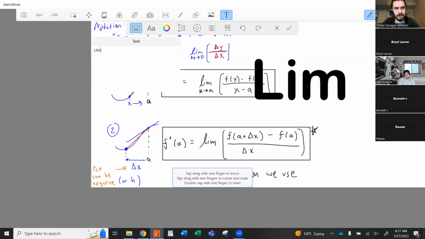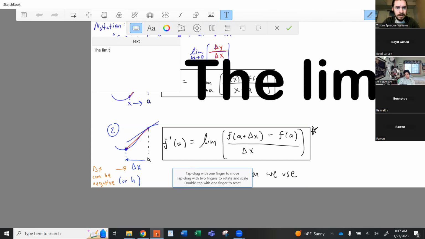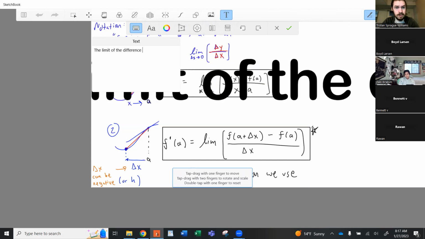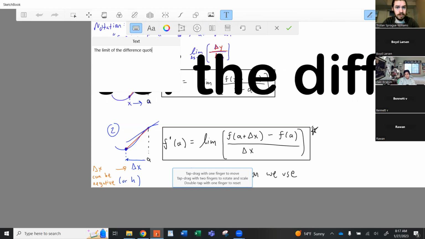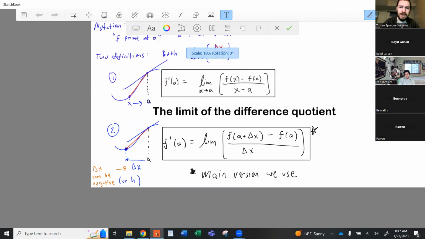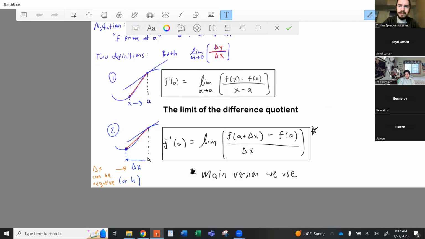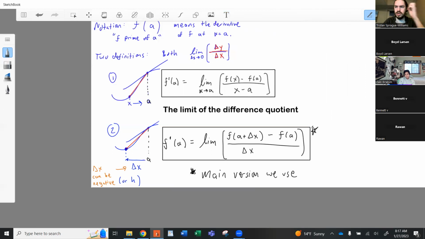So now I want to introduce some vocabulary. Both of these are referred to as the limit of the difference quotient.